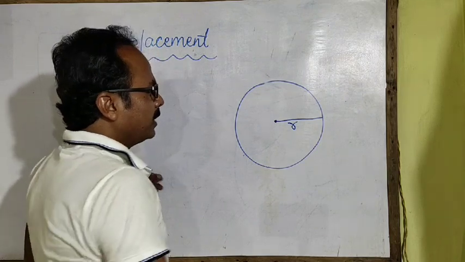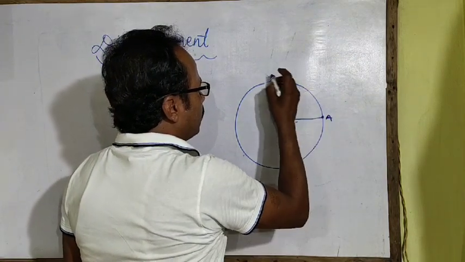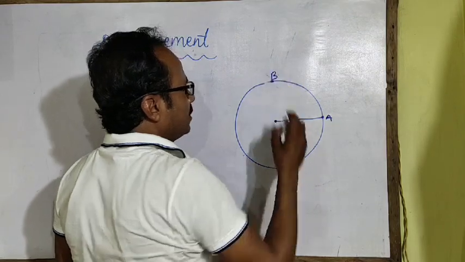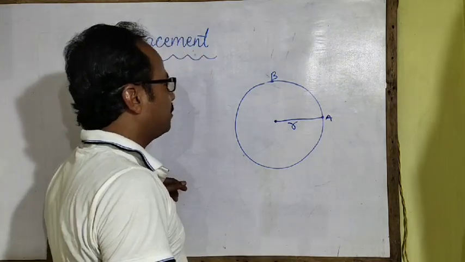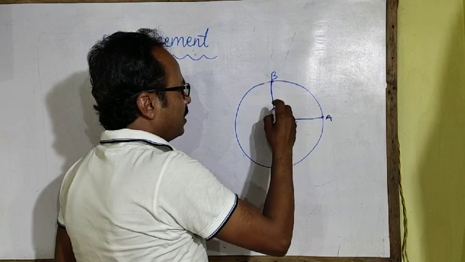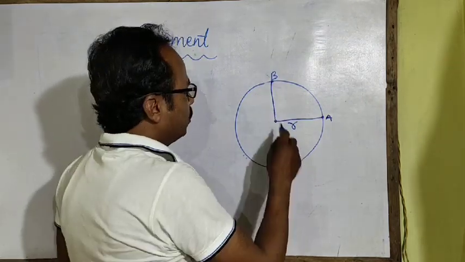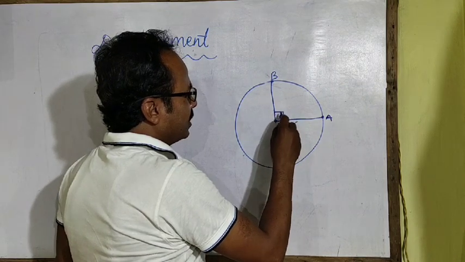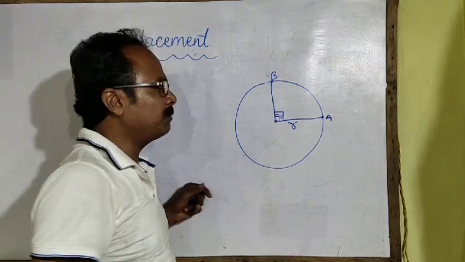So, if a body travels from point A to point B, what will be the displacement of the body? Now, think about the possibilities. Suppose it has made an angle with a center which is 90 degrees. Now you see what is the displacement?